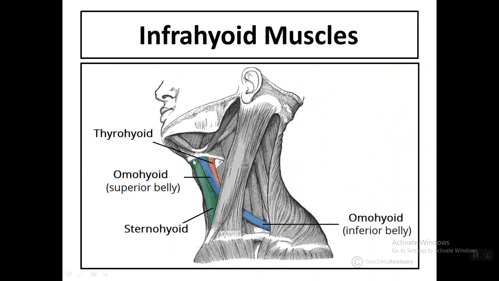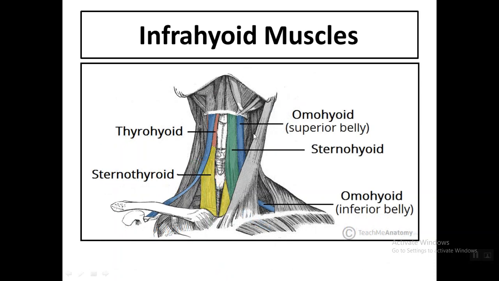The infrahyoid muscles here, as we said before: this is the sternohyoid, this is the omohyoid, superior belly or inferior belly, and this is the thyrohyoid muscle. And here we are removing the sternohyoid muscle. If we remove the sternohyoid muscle, we will expose these deeper two muscles.